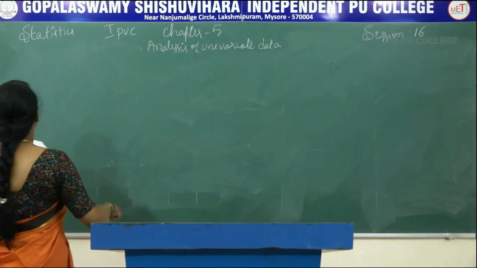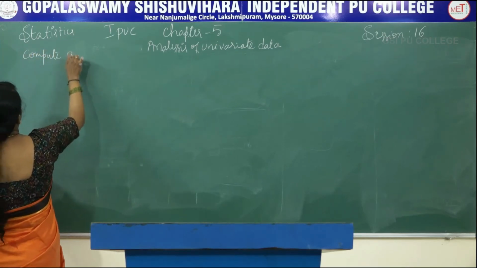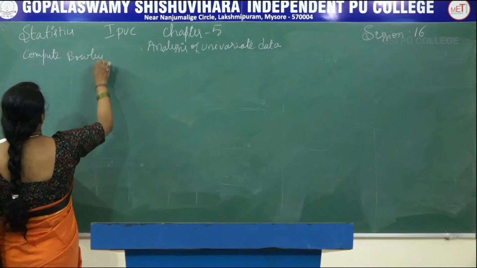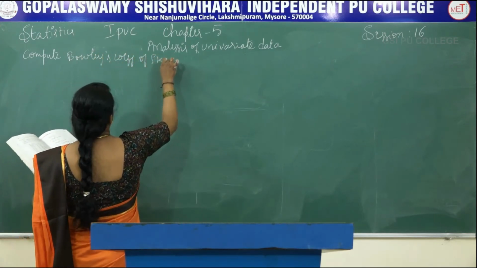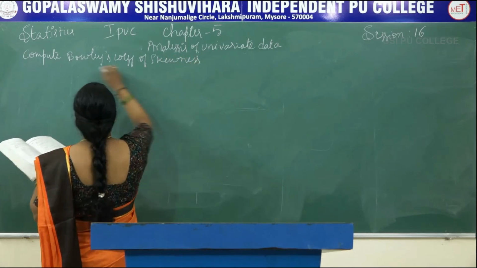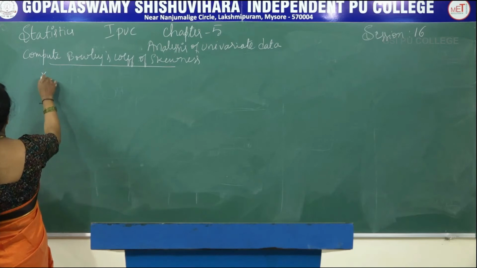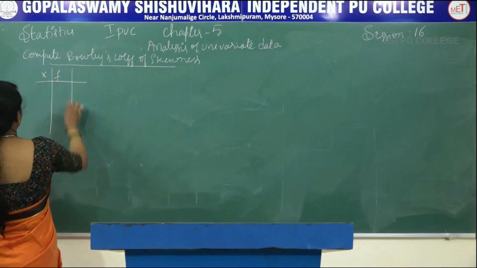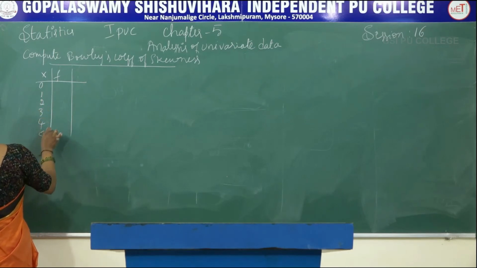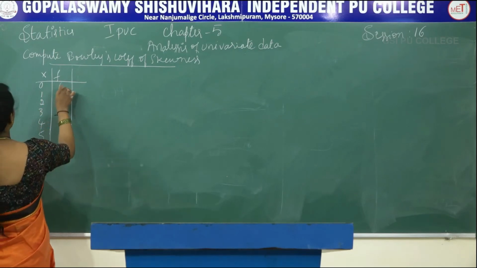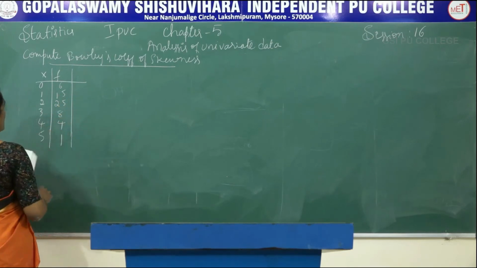Next, compute Bowley's coefficient of skewness. Here it is x and f. x is 0, 1, 2, 3, 4 and 5, and f is 6, 50, 25, 8, 4 and 1.